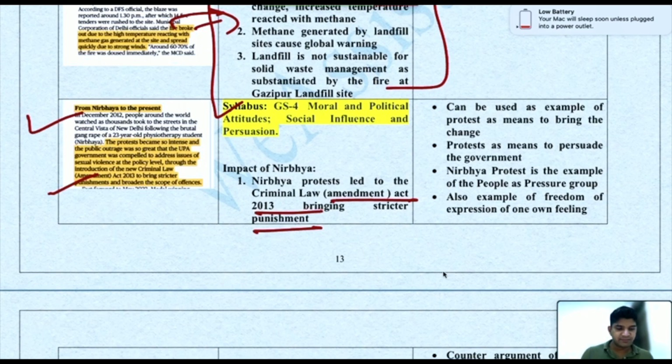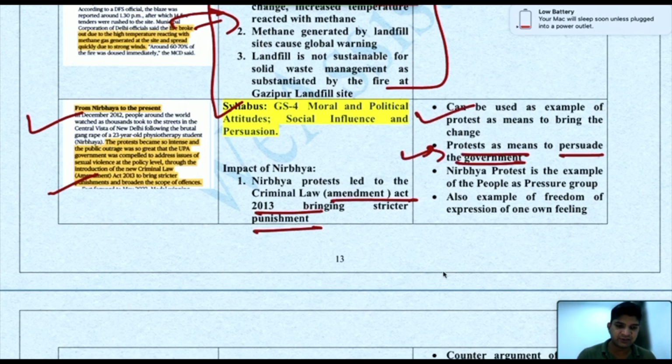So in those mechanisms, there are certain mechanisms like persuasion, methods of protest, methods of influencing, methods for using the pressure groups to put your demand. So methods of protest, within the limits of the law, this can be used as an example. For example, the Nirbhaya protest led to the changes into the Criminal Law Amendment Act. This is one of the case studies for that: protest as a means to persuade the government.